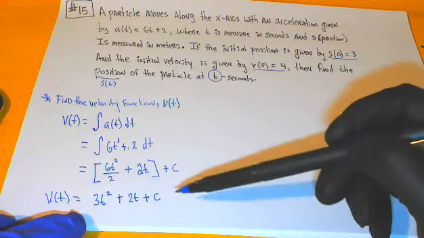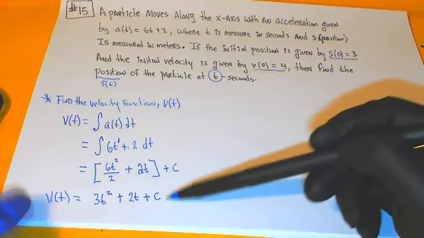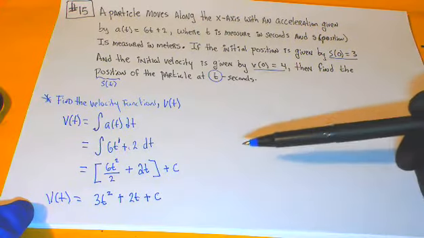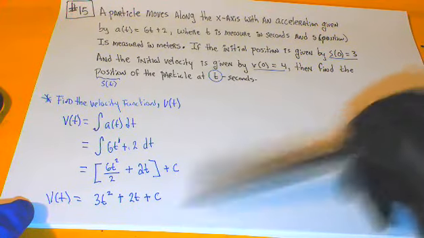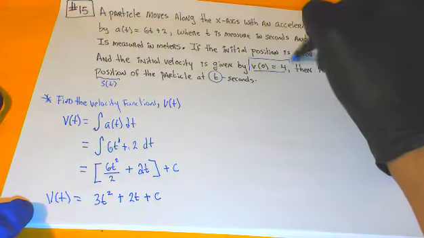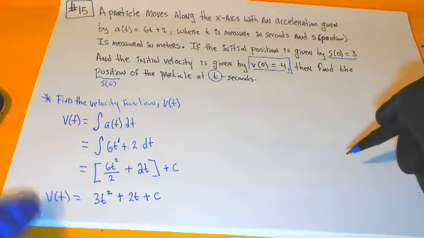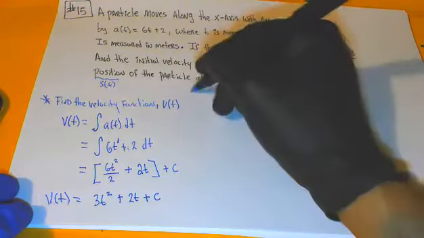Let me just repeat this. Our velocity function, 3t squared plus 2t plus c, is a general velocity function where the value of c can be any real number. Now, if we use our initial condition that v of 0 is equal to 4, we can get the specific velocity function for this problem.